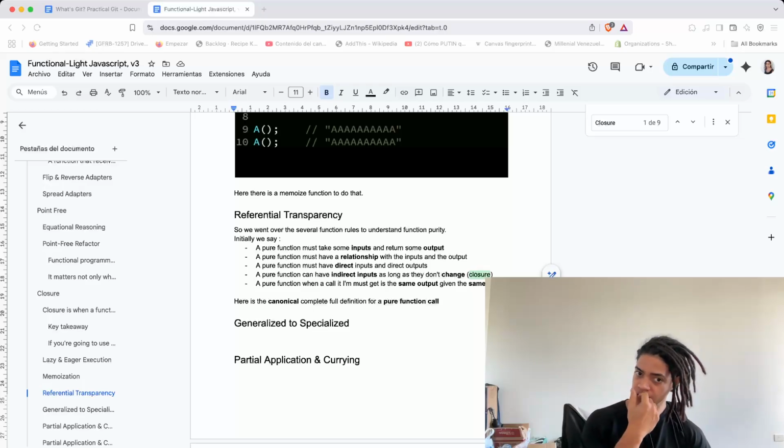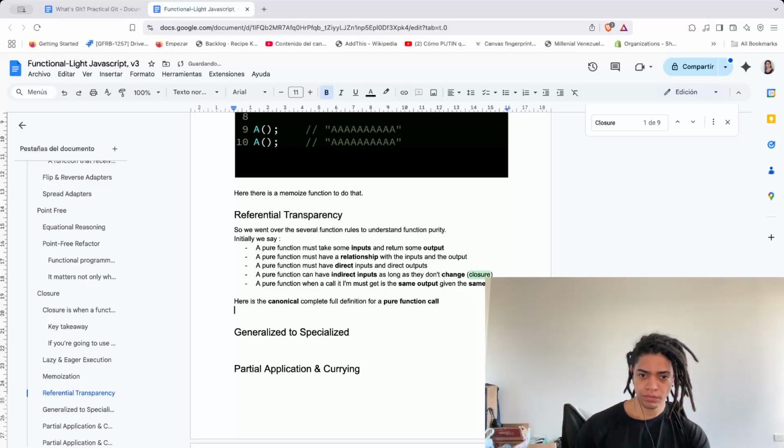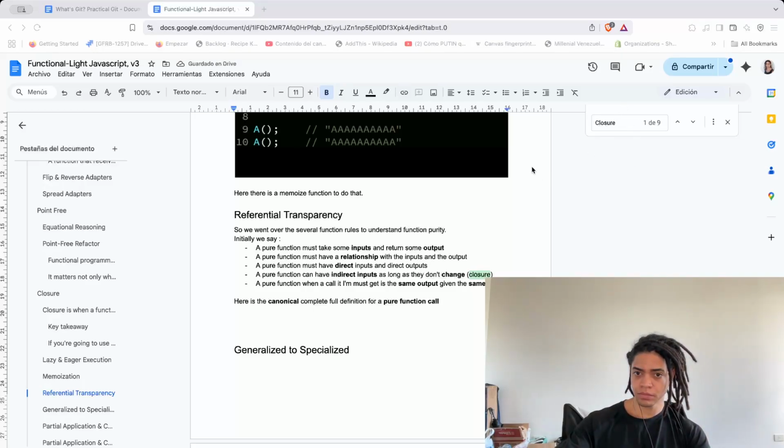Line 9 is a pure function call if I could take the return value of that function call and replace the function call with the return. In other words, if A was somehow being used somewhere in the program, like it was part of some other expression, which always returns the string A, if I could literally just replace the function call with that value, and not affect any of the rest of the program, then I have a pure function call.